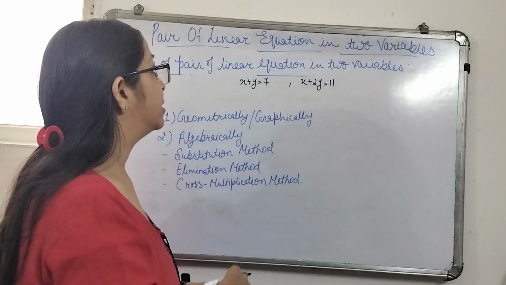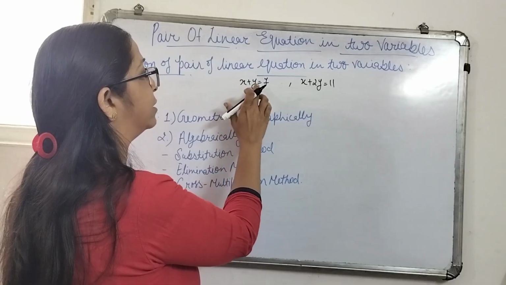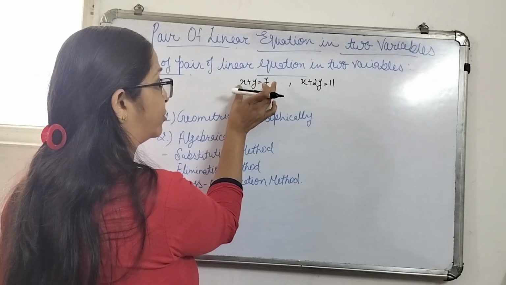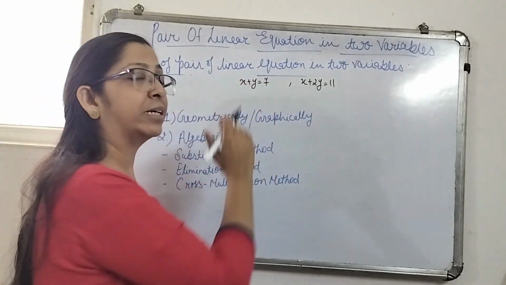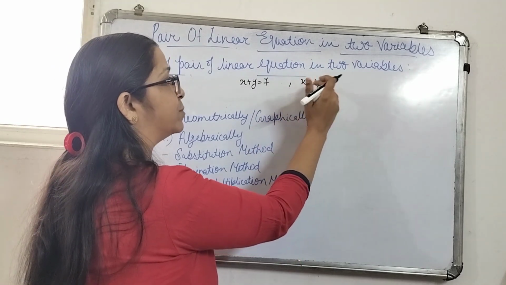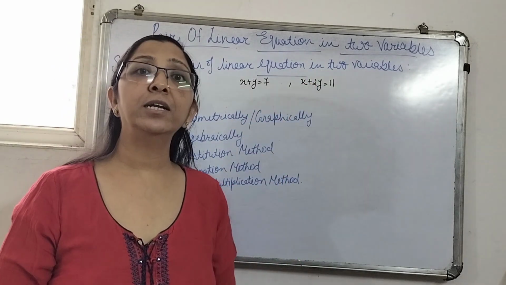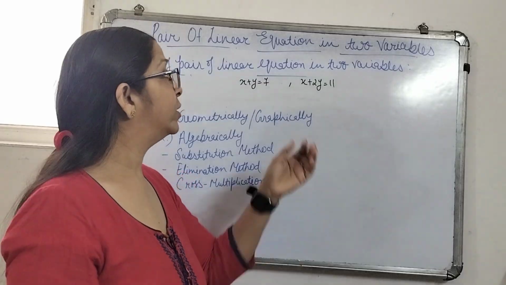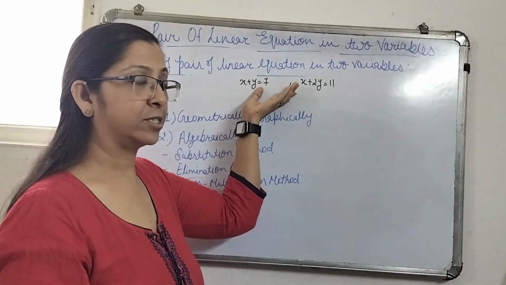That means the values of x and y for which the LHS of this equation becomes equivalent to the RHS, and for which the LHS of this equation also becomes equivalent to the RHS, will be the solution of this pair of linear equations.